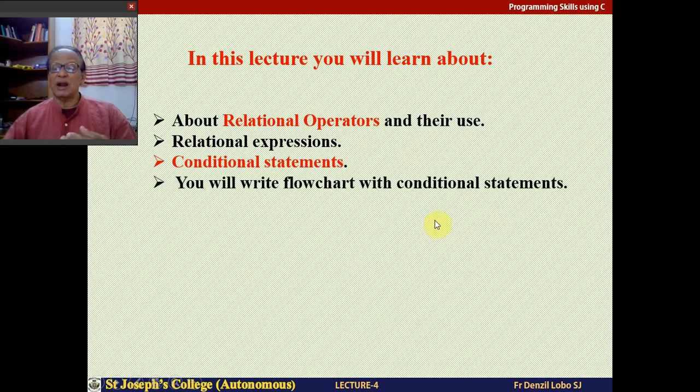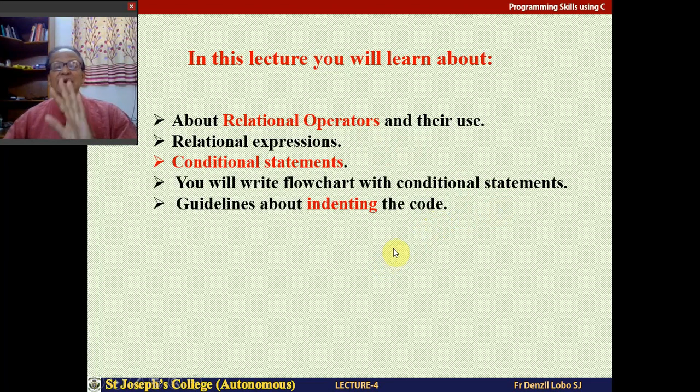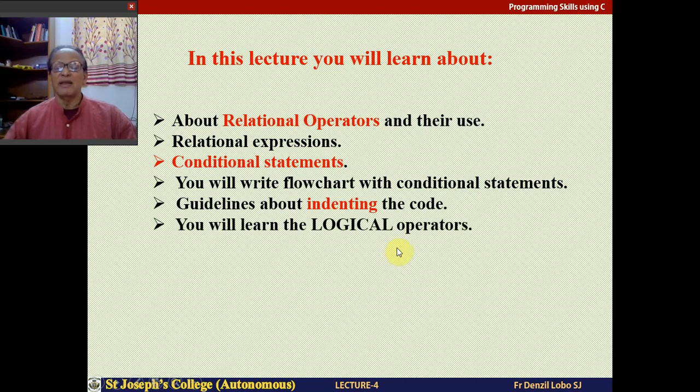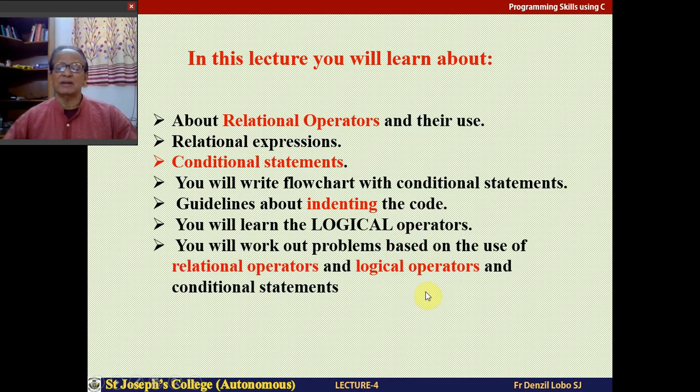You will write flowcharts with conditional statements, and I will be giving you guidelines about indenting the code. That is very, very important. As I said, your code should be beautiful, and for that you have to neatly indent your code when you use your if condition. You will learn about logical operators, but we are not going to use them during this session. We'll use them in the next session. You will work out problems based on the use of relational operators and conditional statements during this lesson.